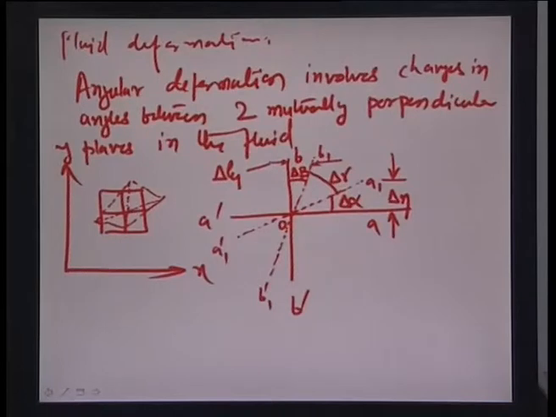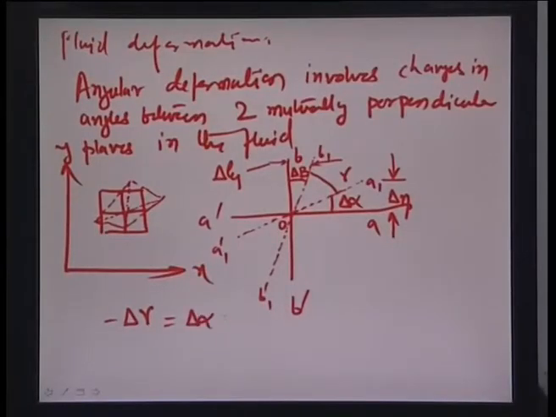All right. So, here what really delta gamma is, let's say this angle is gamma, and any change in this angle is delta gamma. All right. So, the change in this angle delta gamma, and this change, mind you, is negative. The angle is decreasing as you go along with time. Okay. So minus delta gamma is nothing but delta alpha plus delta beta.